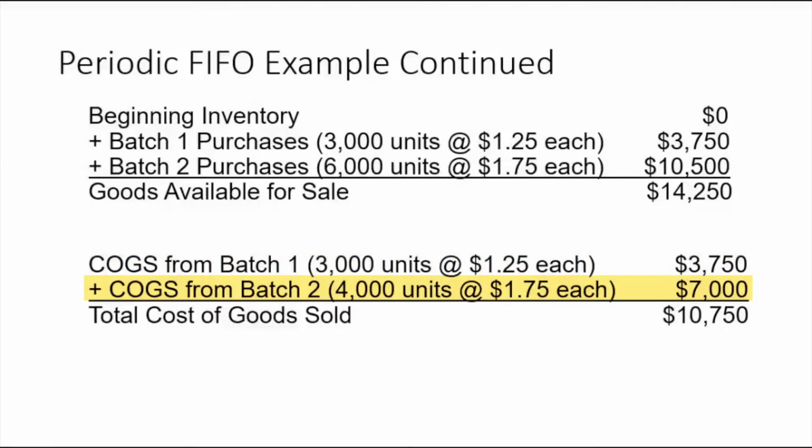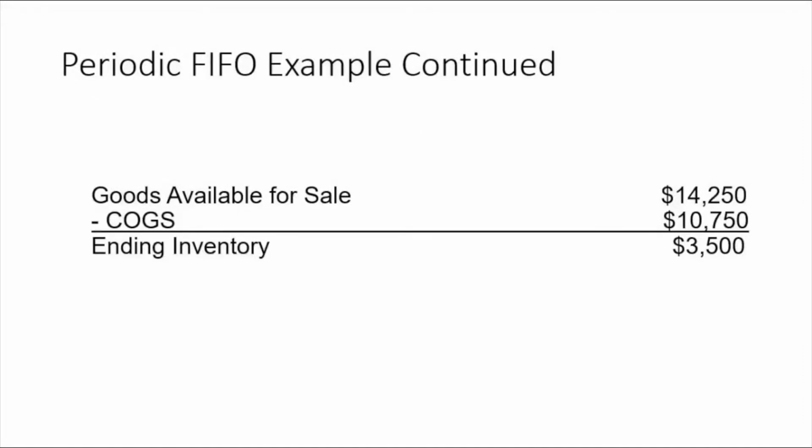And then, because we sold 7,000 units in total, we're going to have 4,000 units remaining that we will subtract and take from batch 2. So we'll have 4,000 units at $1.75 each to give us a total cost of goods sold for the period of $10,750. Now, what would ending inventory be? We're simply going to take the goods available for sale of 14,250, subtract the cost of goods sold that we calculated of 10,750 to arrive at ending inventory of $3,500.